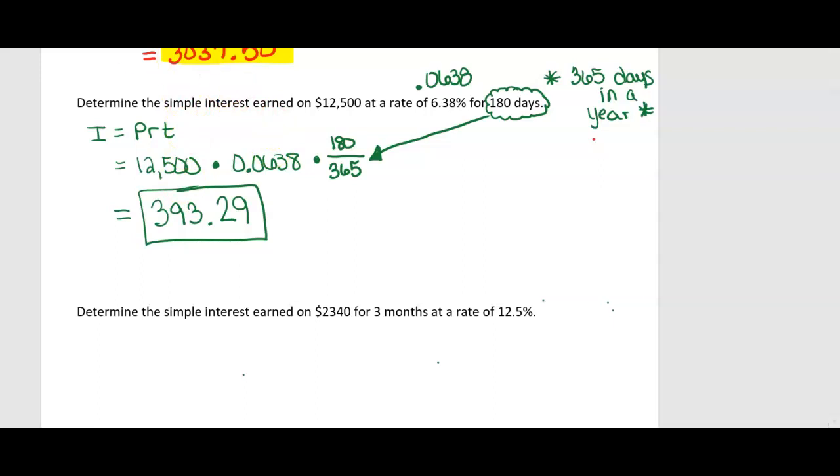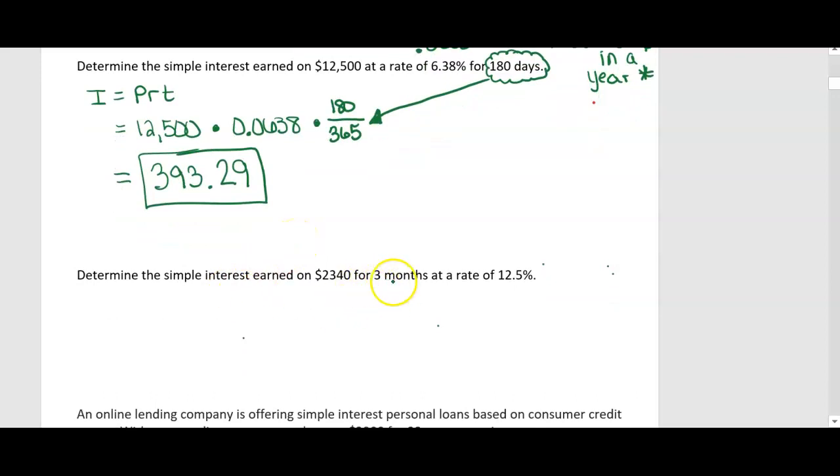All right, let's look at another. This one, we're going to borrow money for 3 months. How many months are in a year? There are 12 months in a year, and that will never change. So I am going to create a little fraction with that with my 3 over 12. I'm going to go ahead and move my decimal point 2 times for my rate, so that gives me 0.125.